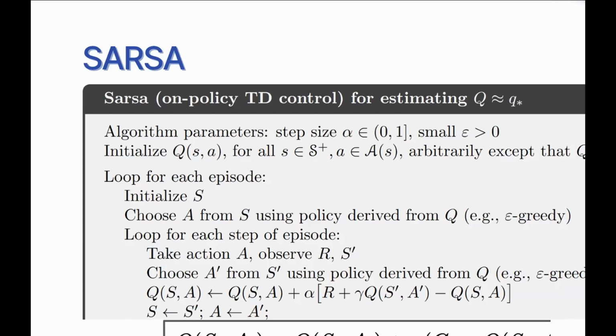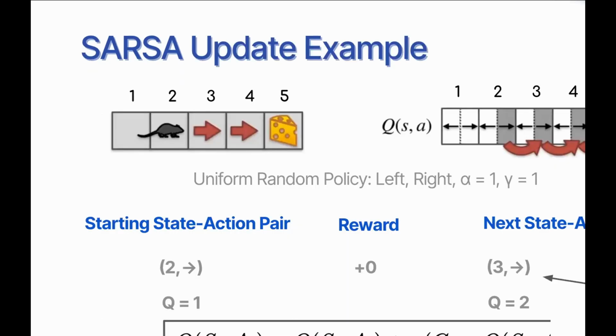Yeah, if that value is used to update the starting state action... No, this is only for (2, right) and (3, right). This is only for 2 state action pairs. This number, Q equals 1, is your current estimate for the state action value of (2, right), and Q equals 2 is your current estimate for the state action pair of (3, right).